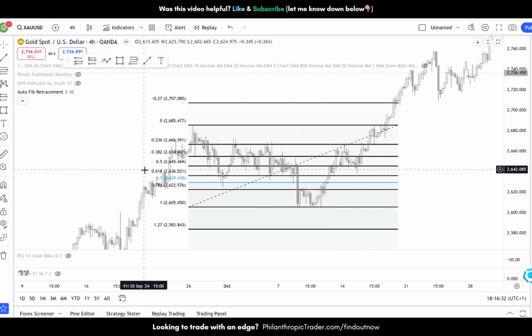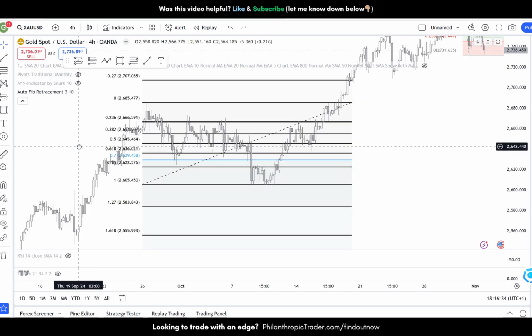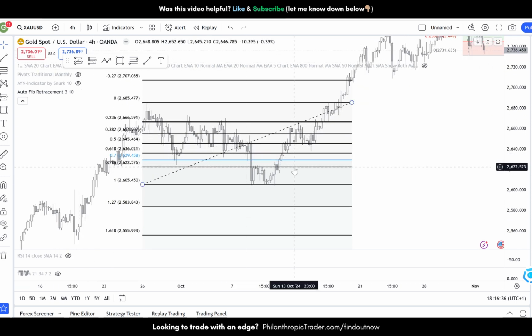So the Fibonacci retracement is also a really handy tool you can use. But of course, I personally don't use it that often, but many people are quite successful with it.